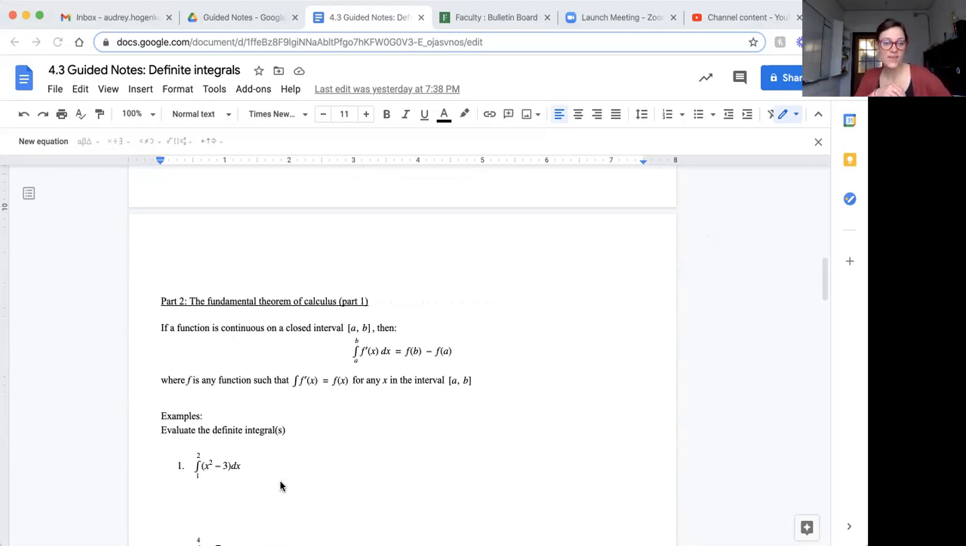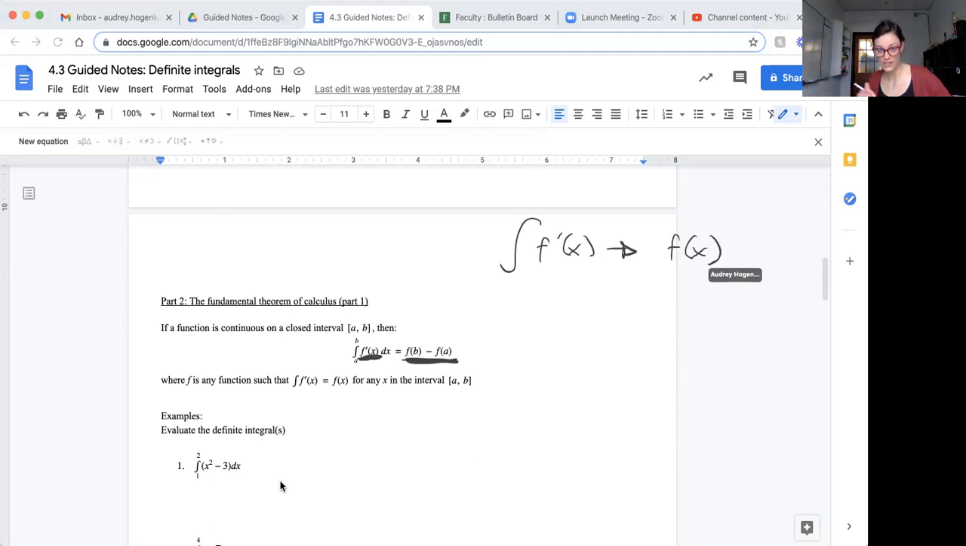And so if we have a function that is continuous on a closed interval, then the integral from a to b of f prime of x dx is equal to f of b minus f of a. So this is saying that we take our integral as normal and we go from f prime of x to f of x, right?